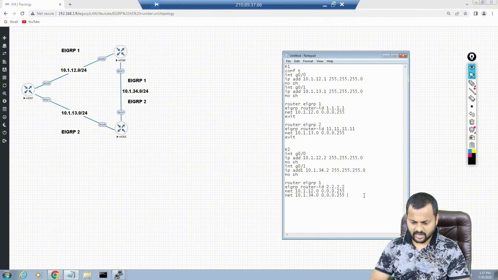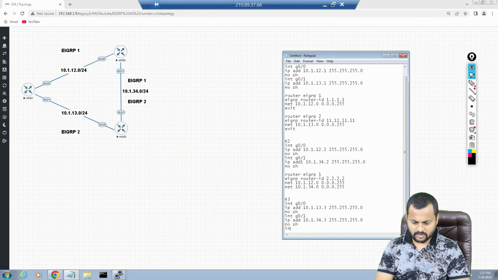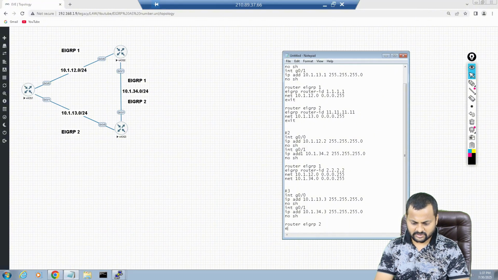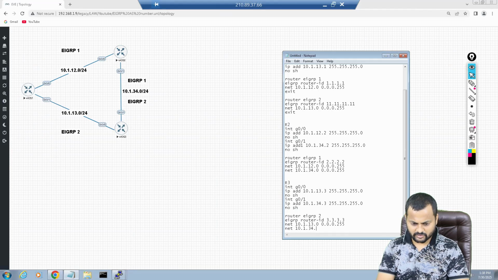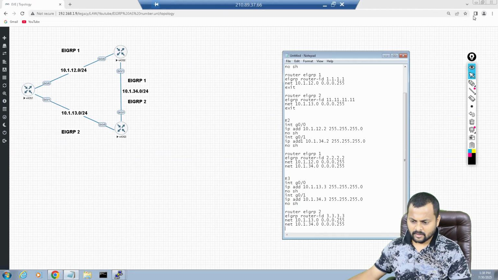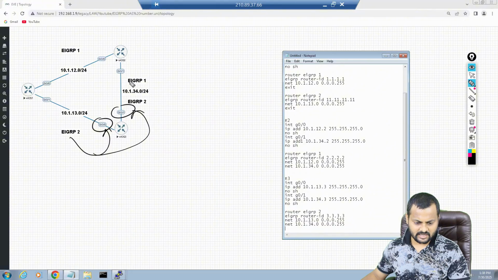Same thing on router 3 now. On router 3, I have interface Gig 0/0 with IP address 10.1.13.3/24, no shutdown. Interface Gig 0/1, IP address will be 10.1.34.3. All good. Then I'll configure router EIGRP number 2. The EIGRP router ID will be 3.3.3.3. Network I have 13.0, and here we go, network I have 34.0. All good. So I enabled this interface and this interface in EIGRP number 2, and same thing in EIGRP number 1, I enabled this interface and this interface as well.